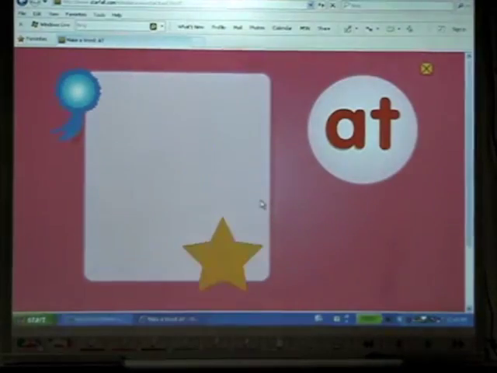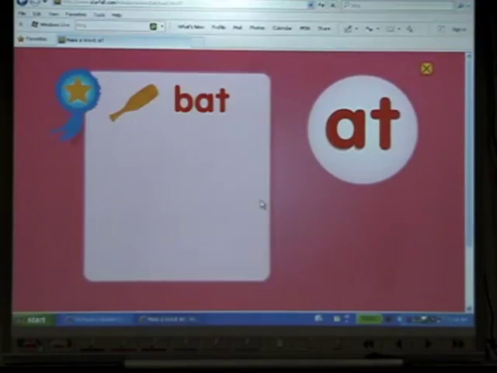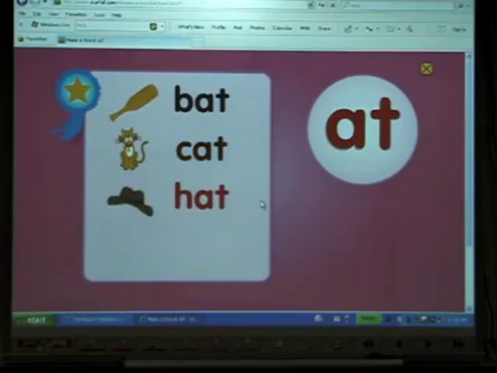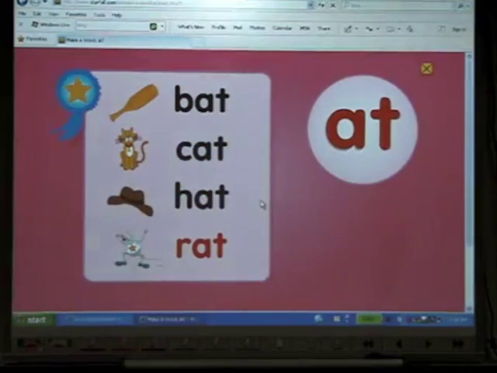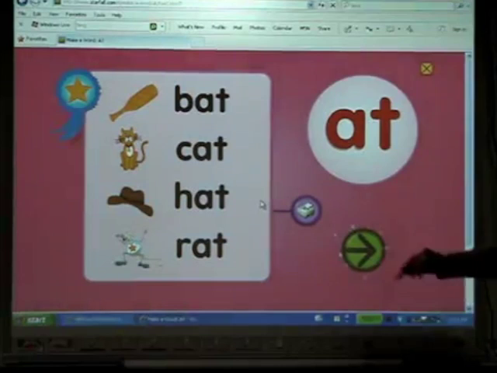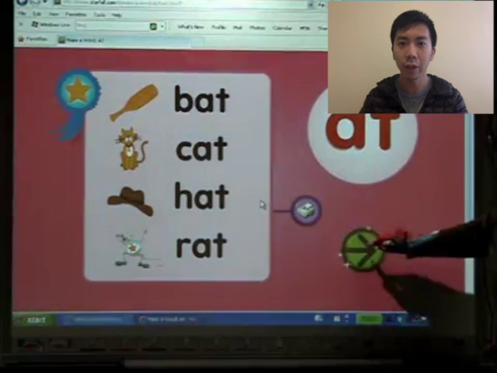All right, great job you guys are doing. You know that. Cat. Hat. Rat. Yay! As you can see, students can use the interactive whiteboard to practice the at sound words such as hat, rat, bat, and they can practice that and memorize the at sound so they can use them in the future.